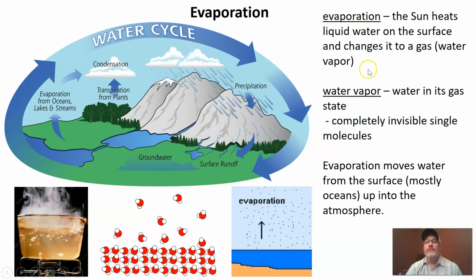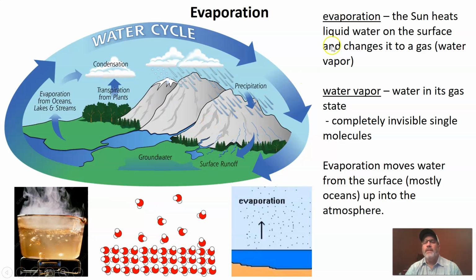Now, when we have water as a gas, water in its gaseous state, we call that water vapor. So anytime we have liquid water changing to a gas, we call that gas water vapor. And that's what evaporation is. So I do want to point out that water vapor is completely invisible. It is single molecules of water that are moving into the atmosphere. So when we see this steam, steam itself is really not water vapor. Those are actually very tiny water droplets. How do we know that? Because we can see it. And water vapor itself is completely invisible.